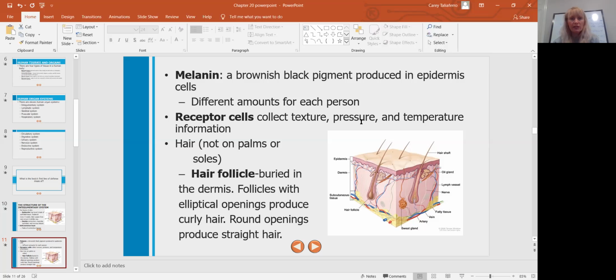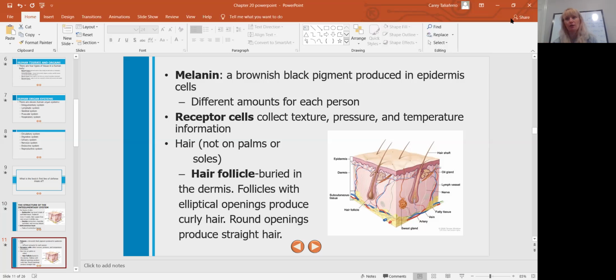So things to keep in mind: within the skin, you have receptor cells, which help you feel pressure. So if something's pushing against you, you're going to feel that. They're going to help you feel texture. Is it smooth? Is it rough? Hard? Soft? And it'll help you know about temperature. So is it hot? Should I move my fingers? Yes, you should. Don't get burned. Those kinds of receptor cells.